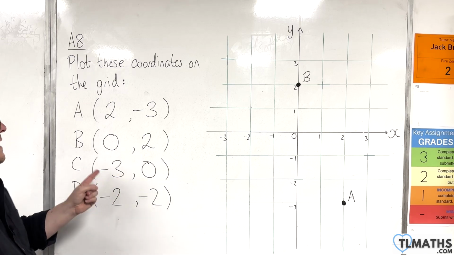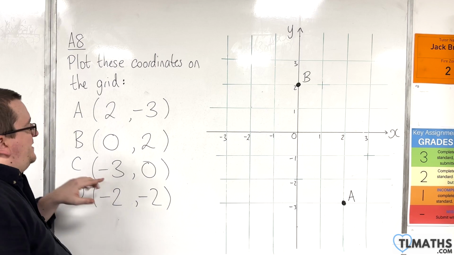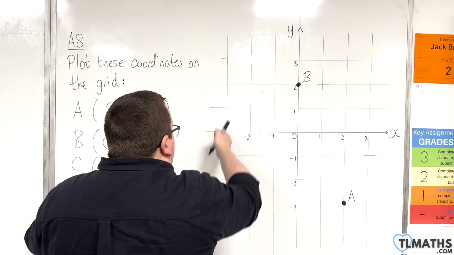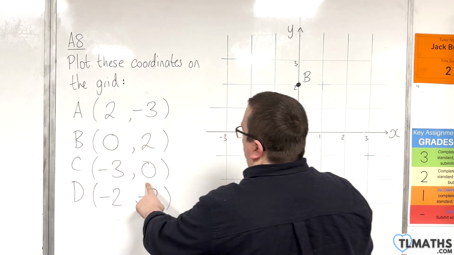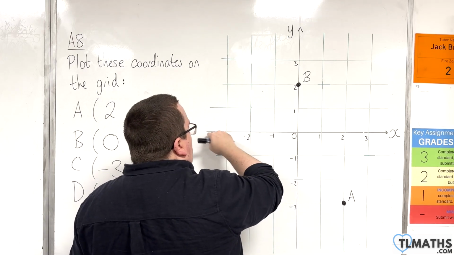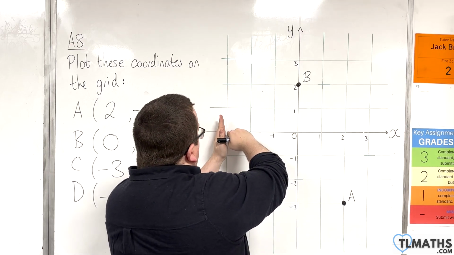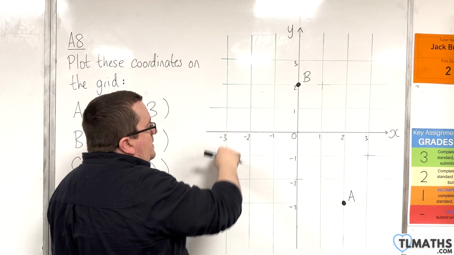Now what about C? -3, 0. So that's at the intersection of x being equal to -3, which is that vertical line, and y being equal to 0, which is actually that horizontal line. So x equaling -3 and y equaling 0 will give me that point there.